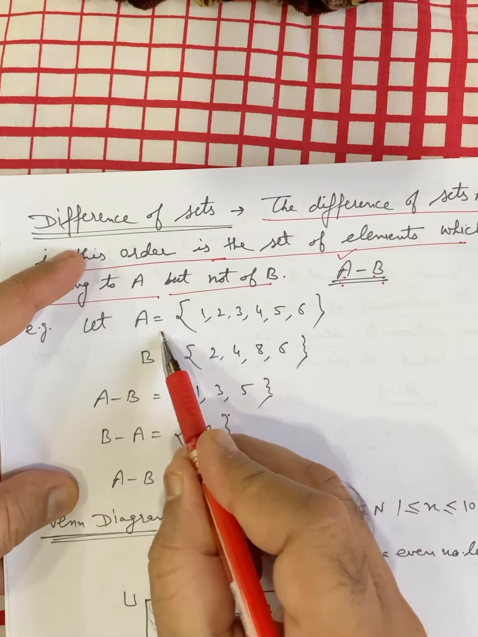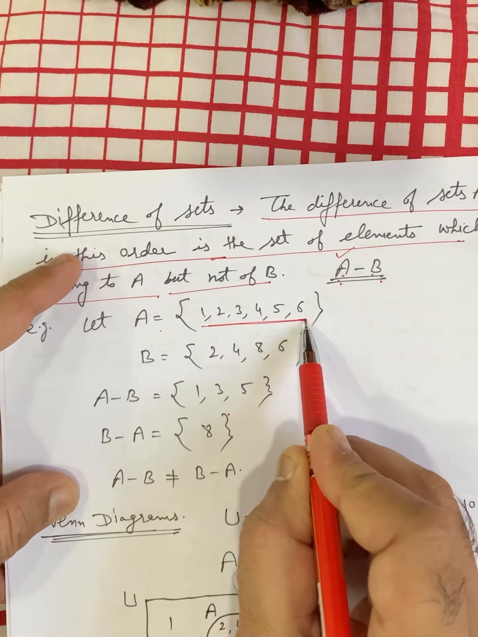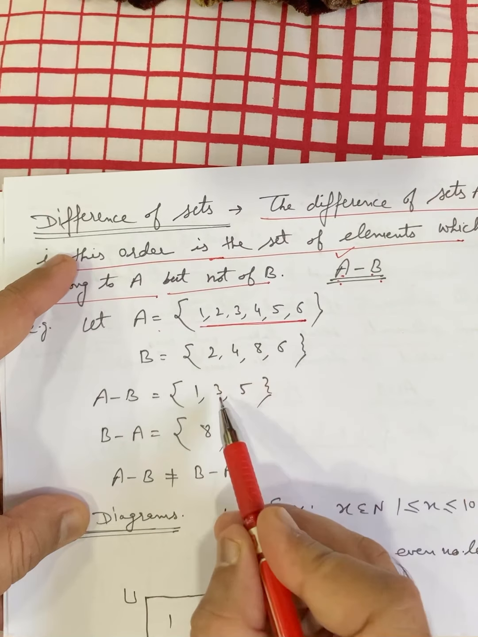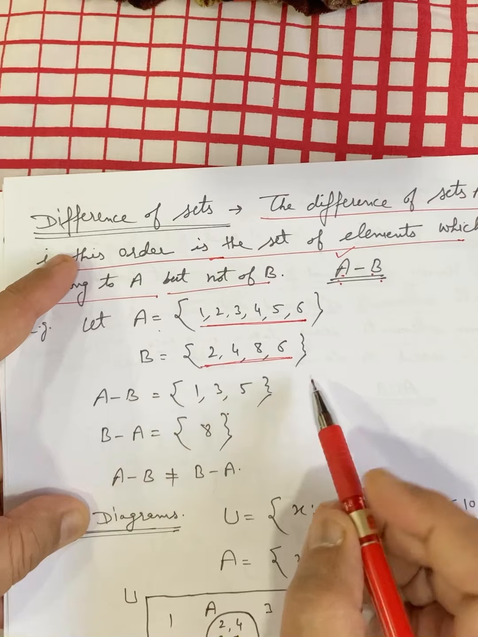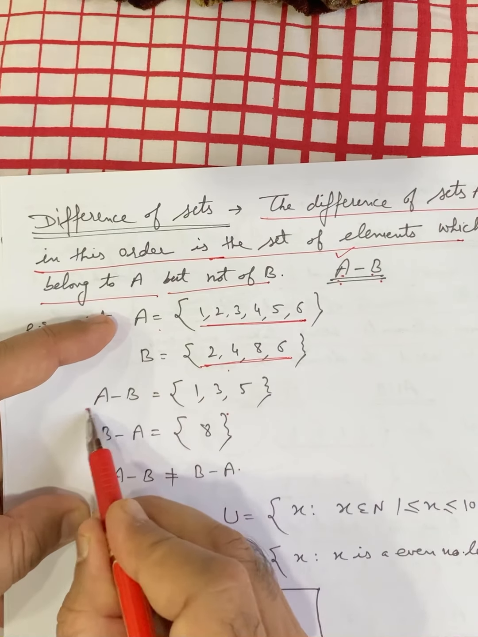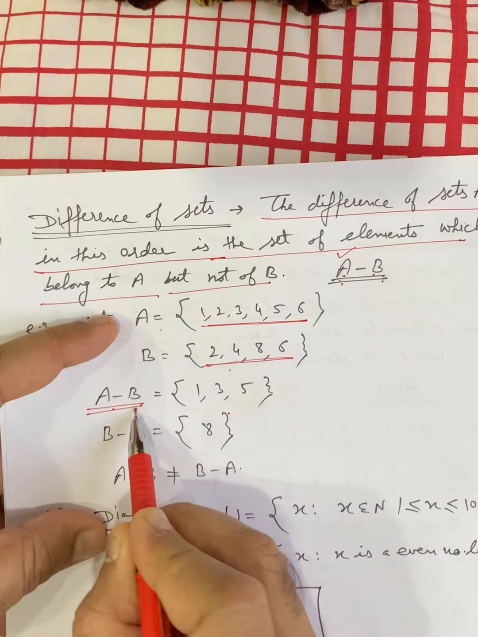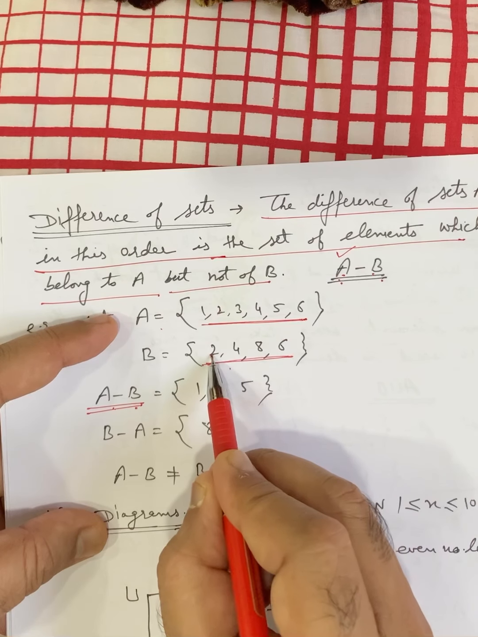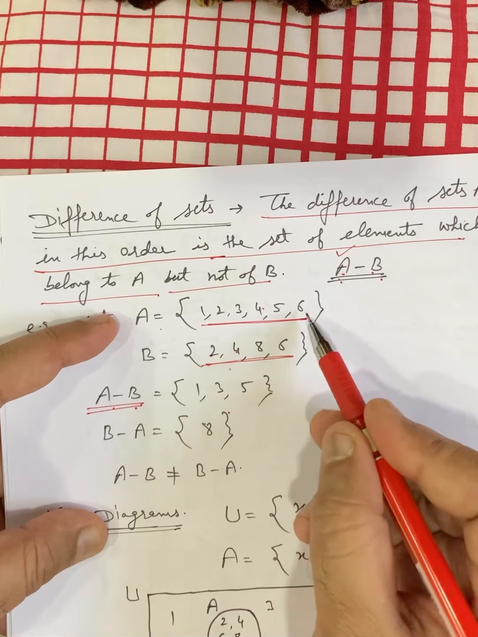For example, A is 1, 2, 3, 4, 5, 6, the set of the first 6 natural numbers. B is 2, 4, 8, 6. Then what will be the difference between A and B? So A minus B: 2 cancels with 2, 4 cancels with 4, 6 with 6.